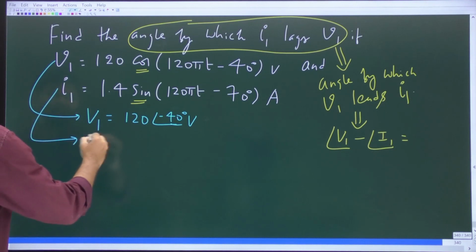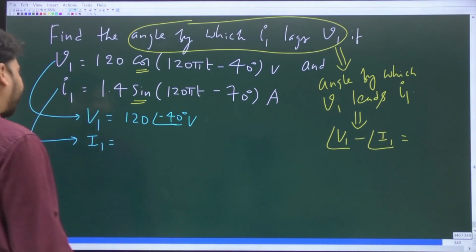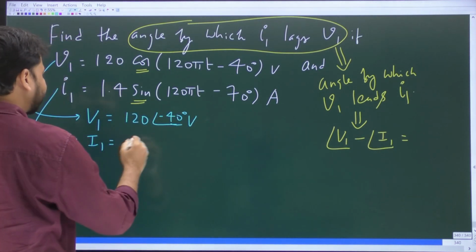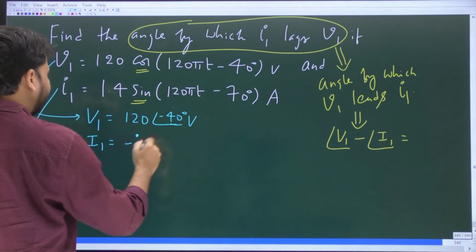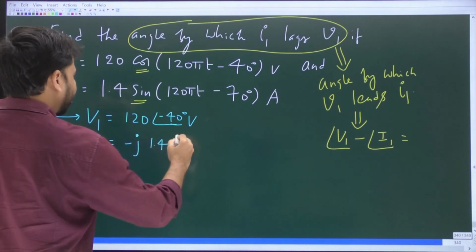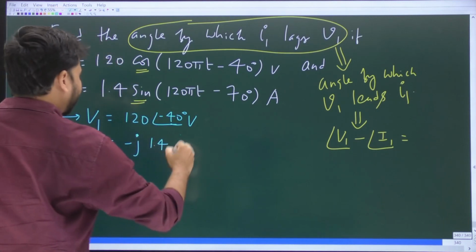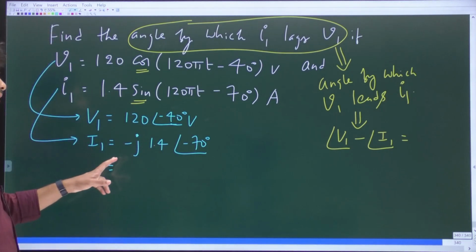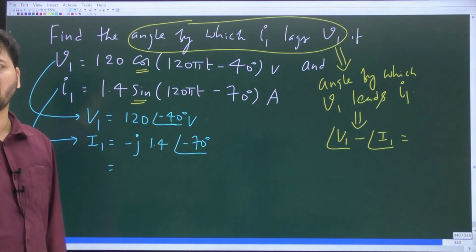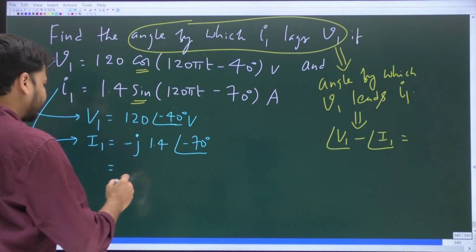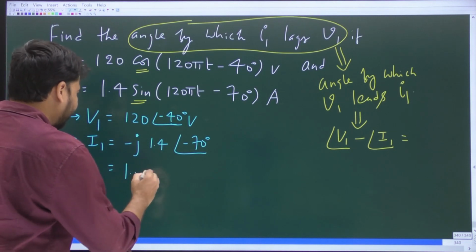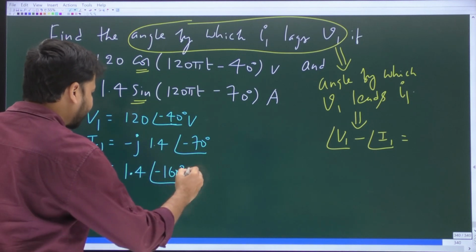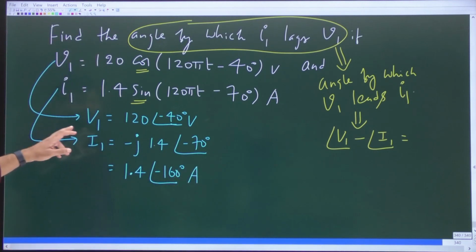In the same way, small i1 in phasor form becomes capital I1. The amplitude is 1.4 and the angle is minus 70 degrees. Since it is a sine, first you write minus j and then 1.4 at an angle of minus 70 degrees. Minus j is angle minus 90 degrees. Angle minus 90 degrees times angle minus 70 degrees gives angle minus 160 degrees. So this can be written as 1.4 at an angle of minus 160 degrees amperes.